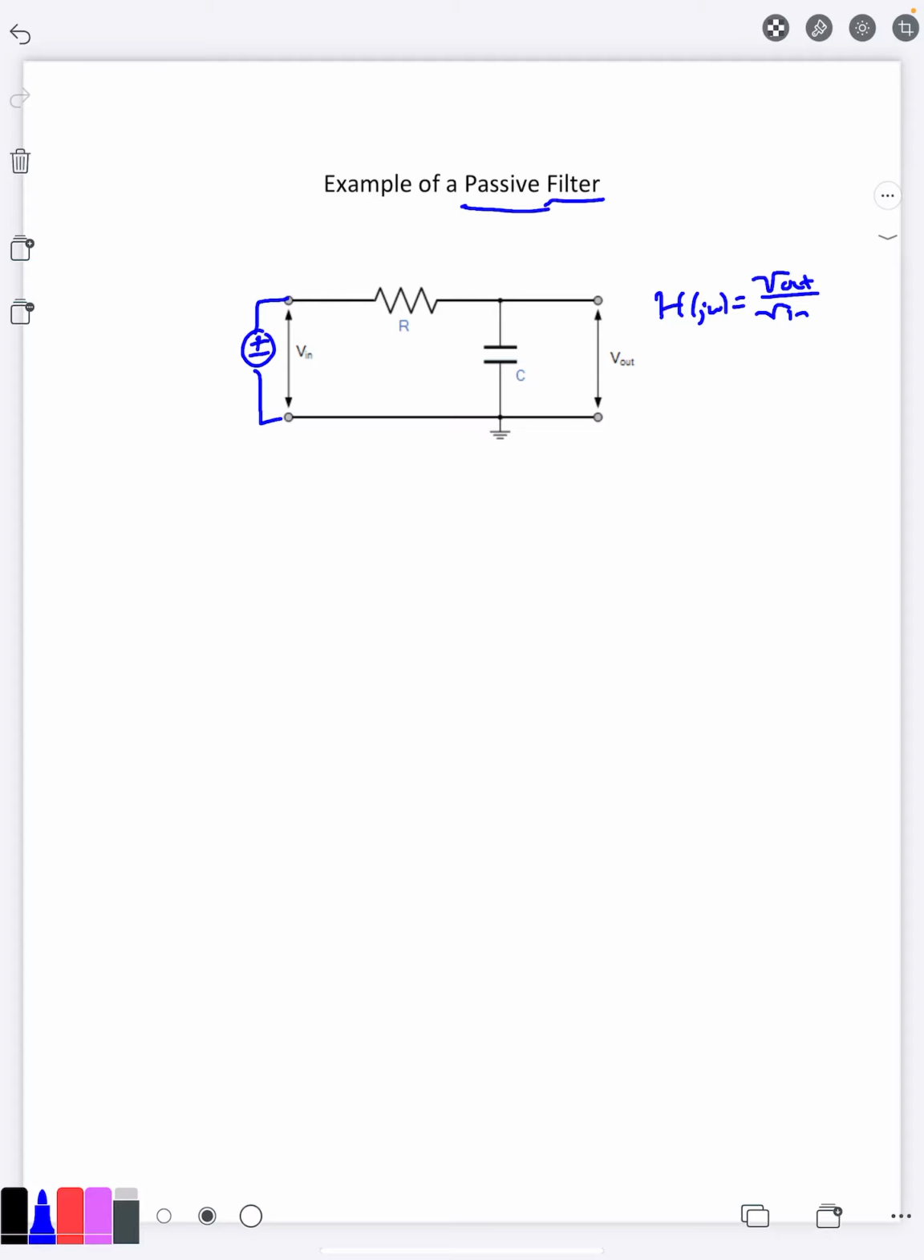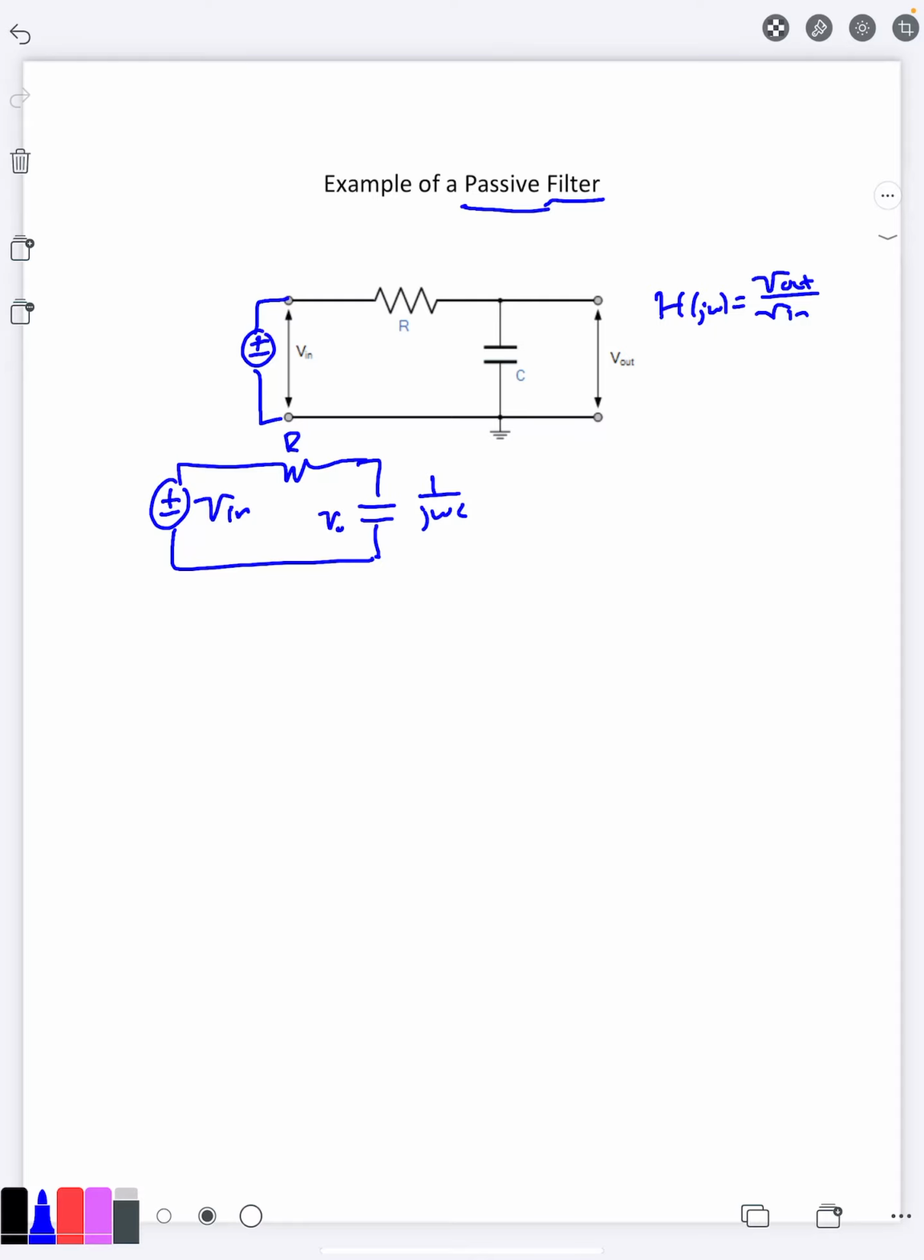Now, since we're finding a transfer function that depends on the variable omega, that means our omega is a variable. It changes for different values. And so when we change this into phasor notation, we're not going to have a specific number for the impedance of the capacitor. We can only use the formula. It's 1 over j omega c.